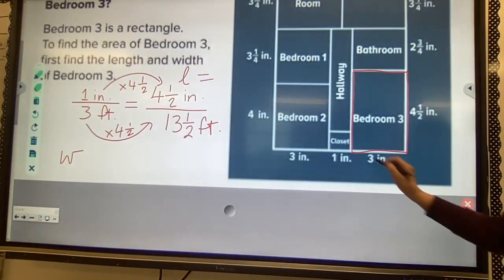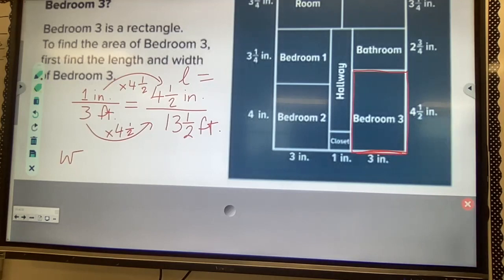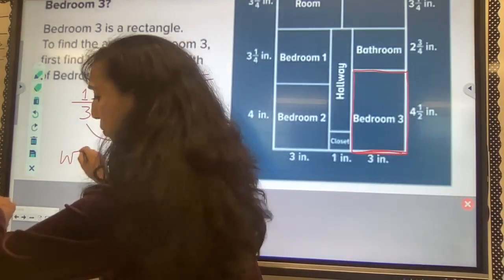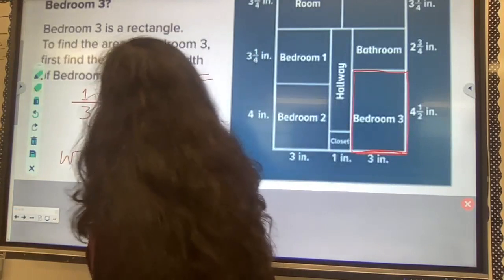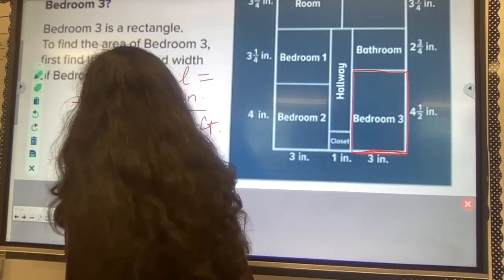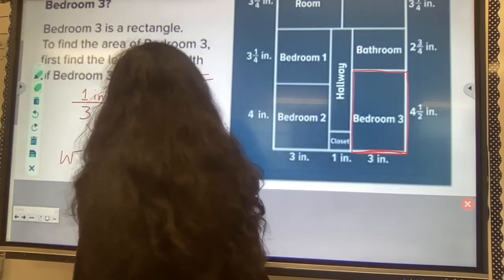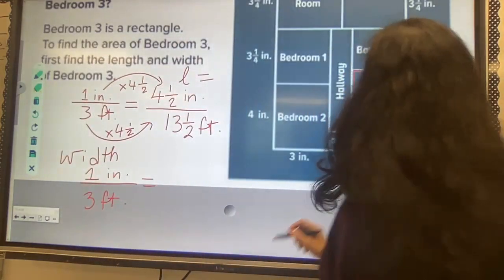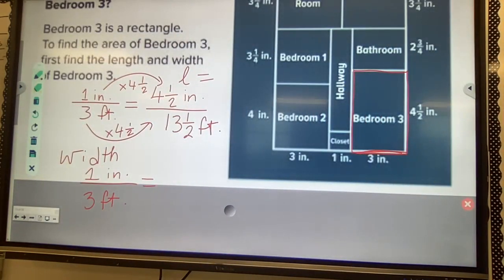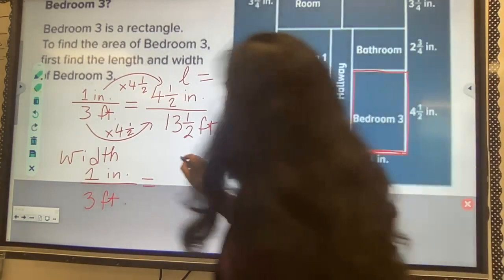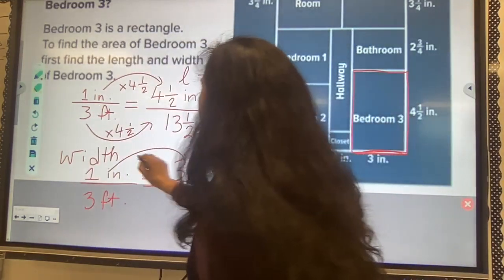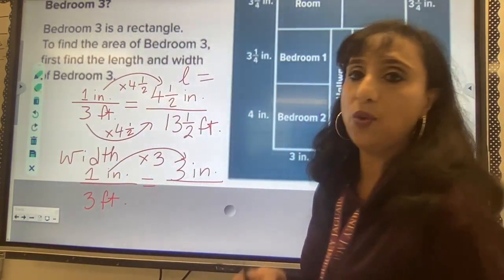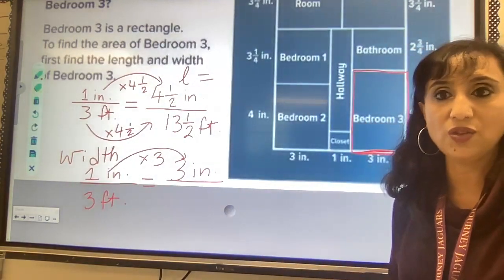Okay, width over here it's showing me as 3 inches. And so I'm going to repeat the same thing. For the width, I have 1 inch is 3 feet. So we have 3 inches is how many feet? Okay, so 1 times 3 gives me 3. And again, whatever I do to the numerator, I do the same thing to the denominator.